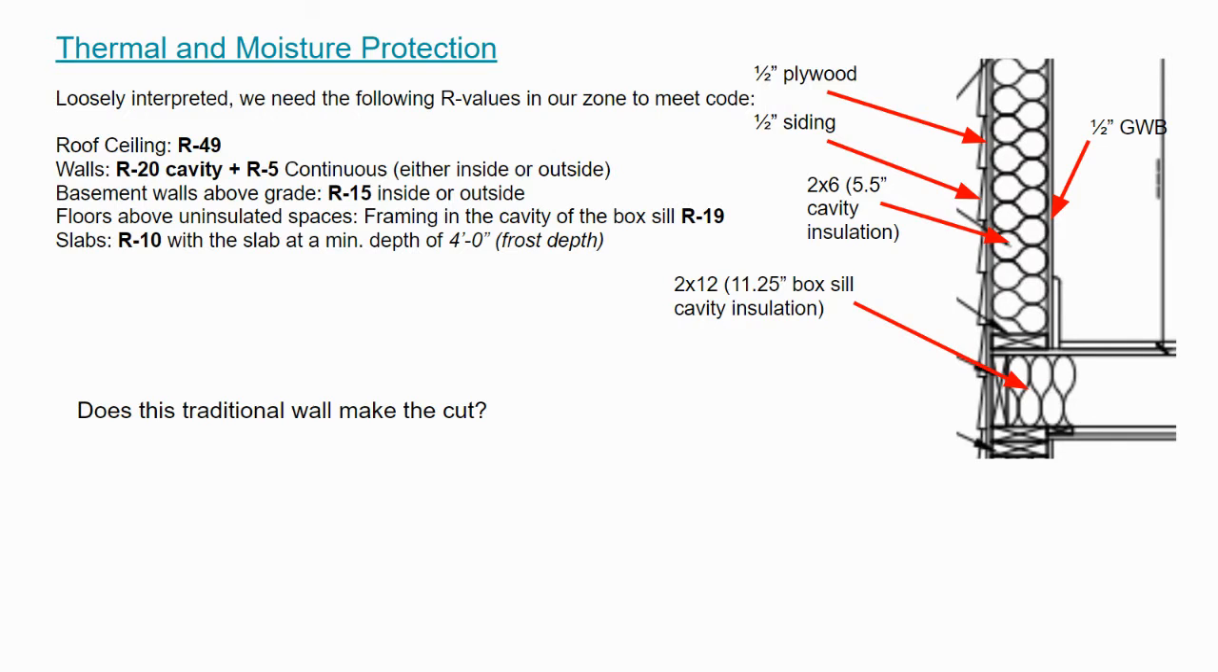So loosely interpreted, we need R49 in our ceilings. We need R20 in the cavities of our walls. We need about an R15 inside or outside in our basements. We need an R19 for floors above uninsulated spaces, or R10 within our slab, with the slab at 4 feet below the frost depth.